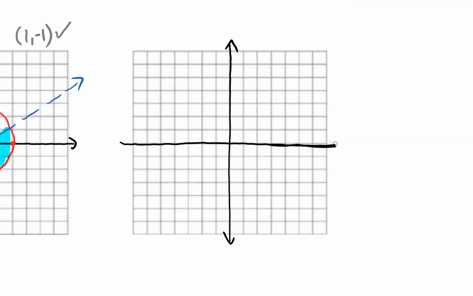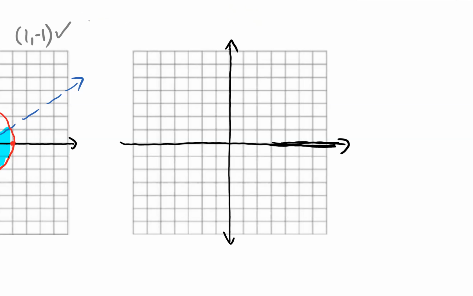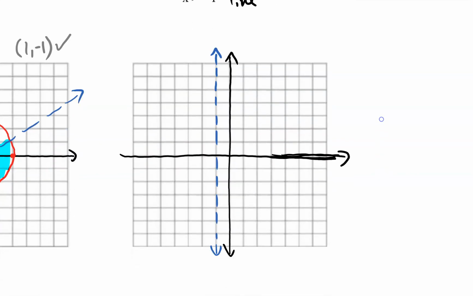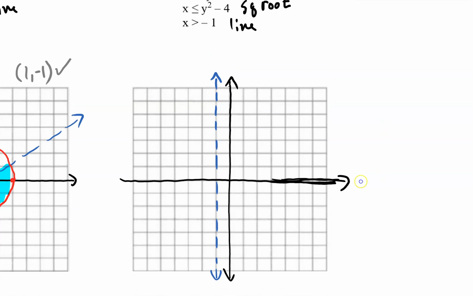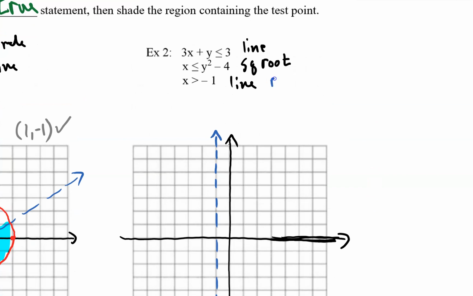Man, butchering this. All right. I'll go to that first one. It is a negative 1. And it is a dashed line. So here's the negative 1. That one was easy. And for this one, it's saying greater than negative 1. So I'm going to be shading to the right of that one. I already know that.